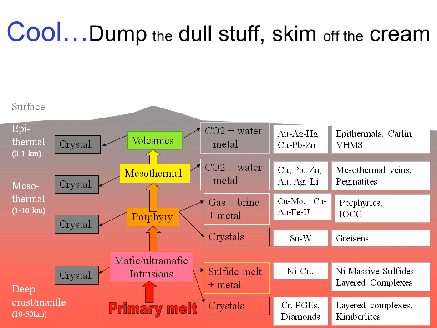We do get base metals such as copper, lead and zinc forming great deposits in this environment. The VHMS or volcanic hosted massive sulfide deposits are very important sources of base metals.